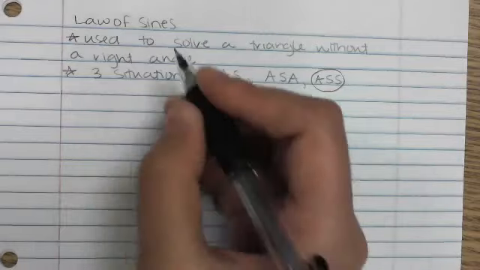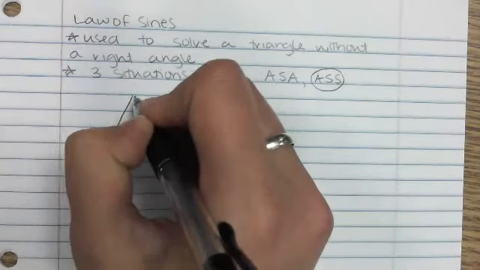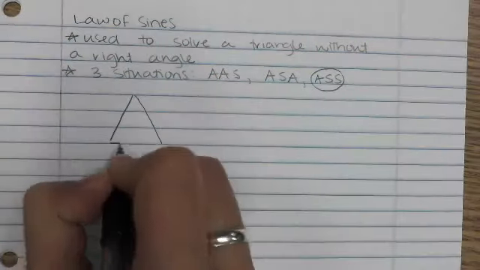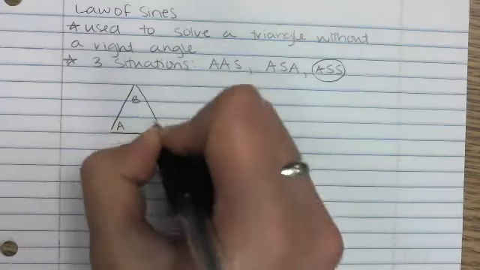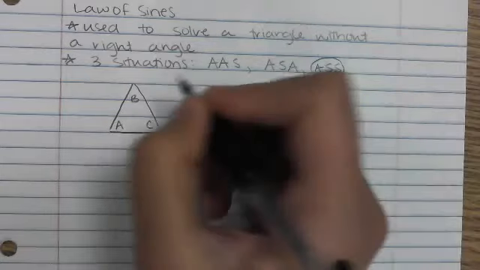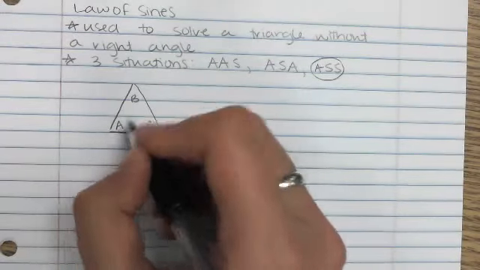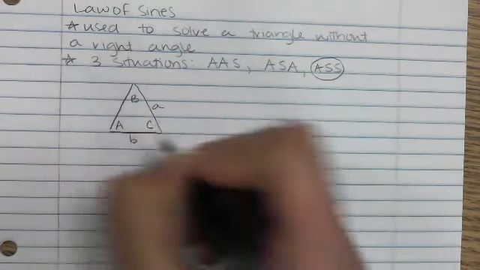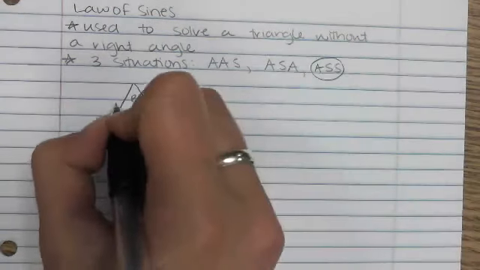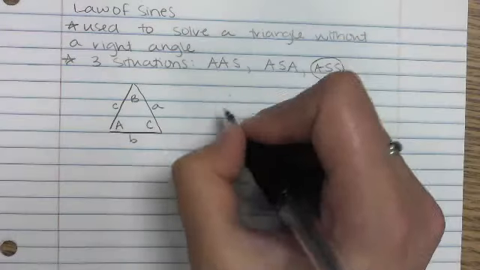So the first thing that we're going to do every single time we do a law of sines problem is we're going to draw a picture. And there are two ways you can see the picture. We always have angle A corresponds with side A, and angle B corresponds with side B, and angle C corresponds with side C.